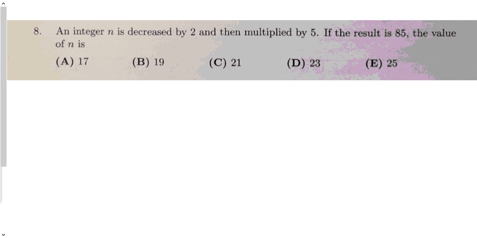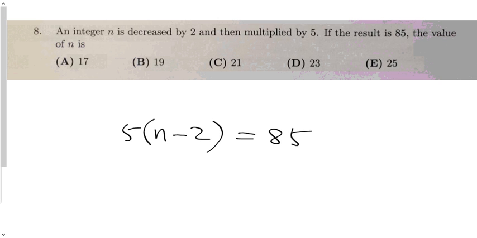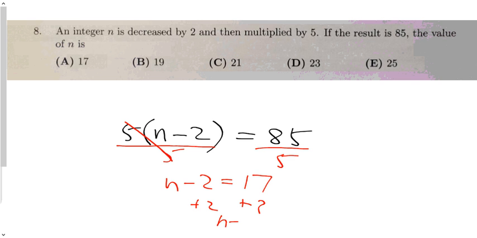Question 8: an integer n is decreased by 2, then multiplied by 5. The result is 85. There are multiple ways to solve this, using the distributive property in algebra. The easiest is to say that 5 groups of n minus 2 equal 85, so one group of n minus 2 would be 85 divided by 5, which is 17. Then add 2 to both sides and get n equals 19.